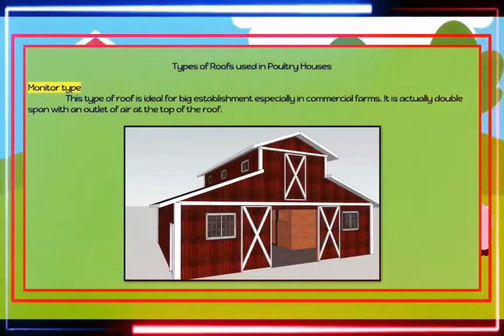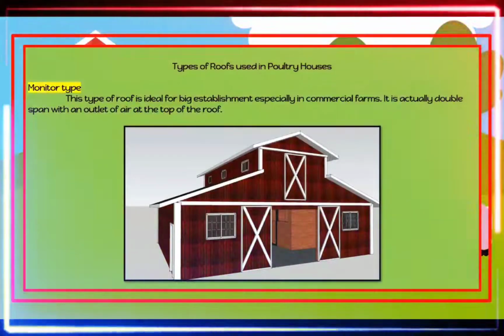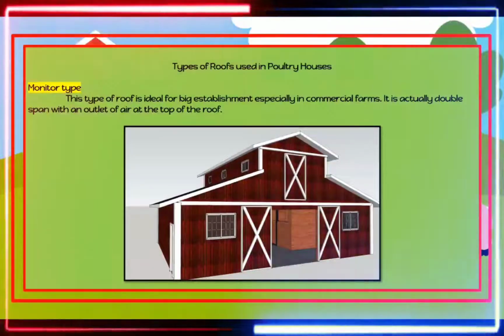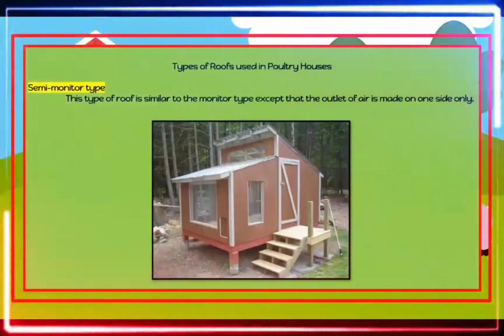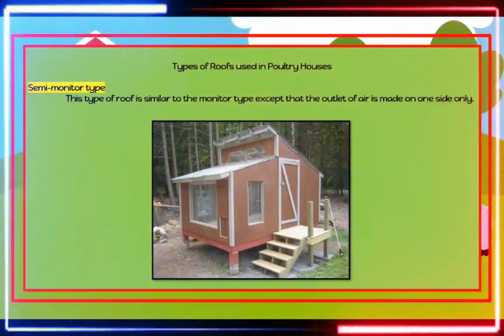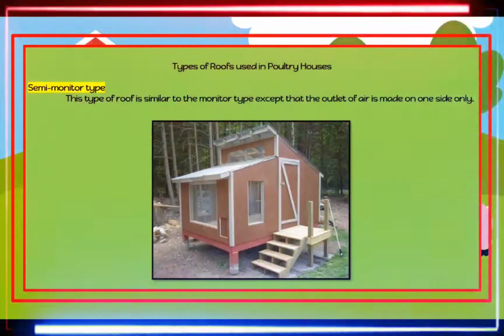Monitor type. This type of roof is ideal for big establishments, especially in commercial farms. It is actually double span with an outlet of air at the top of the roof. Semi-monitor type. This type of roof is similar to the monitor type, except that the outlet of air is made on one side only.